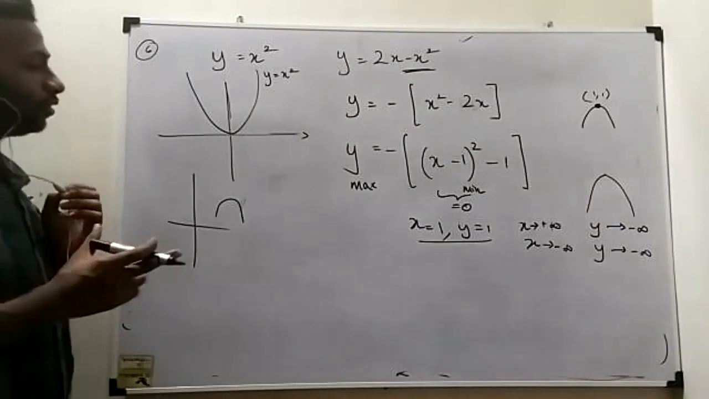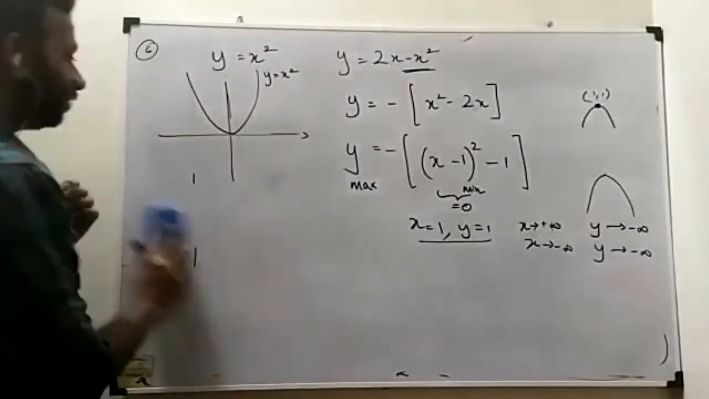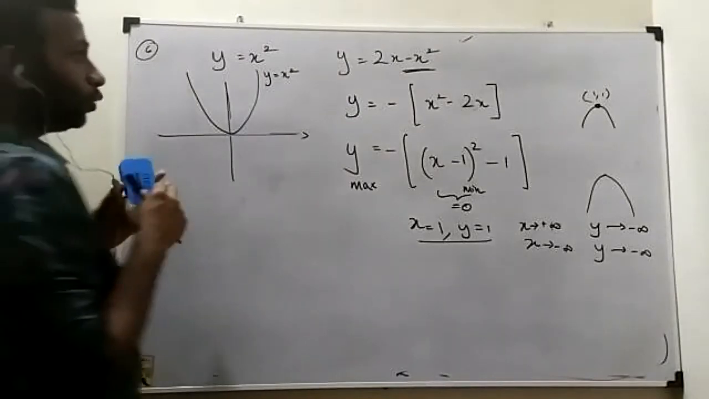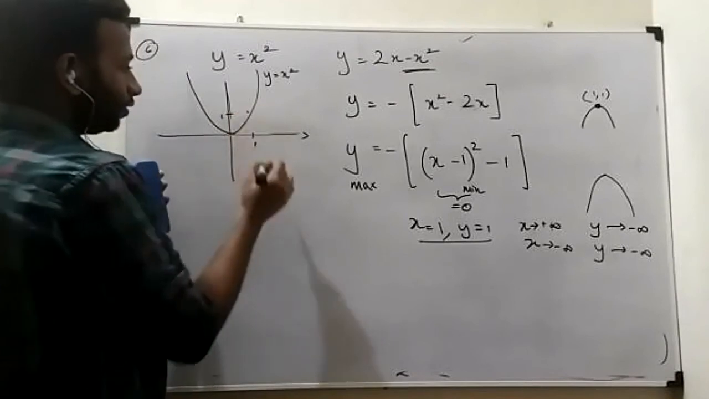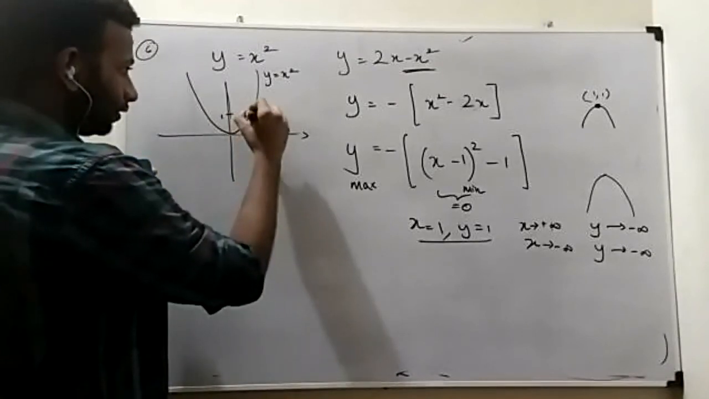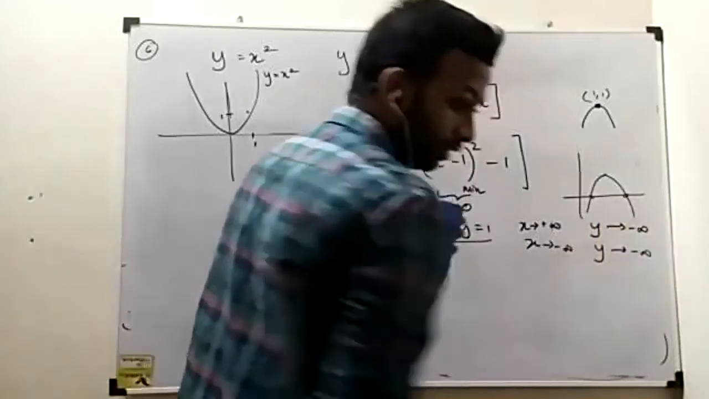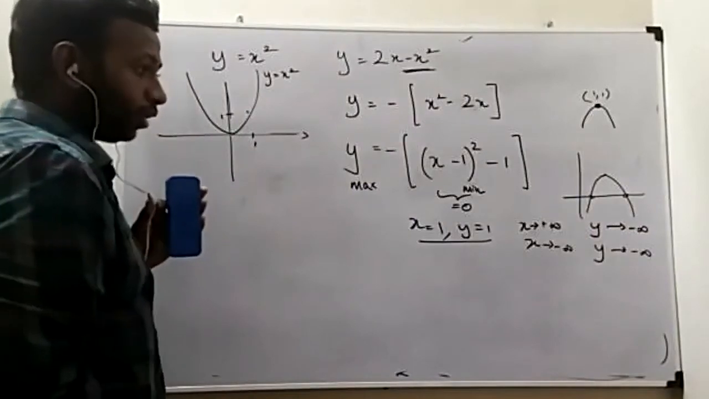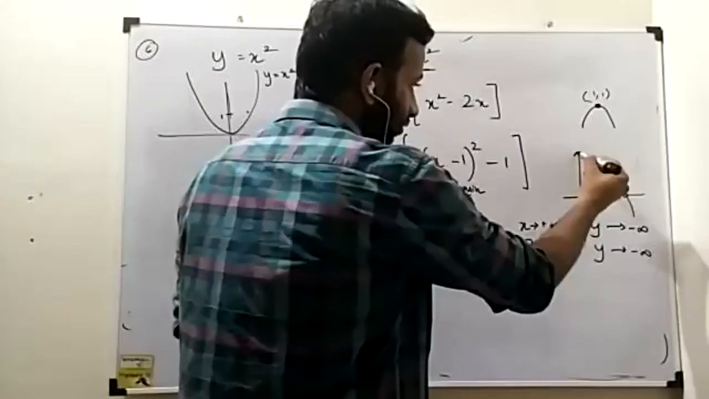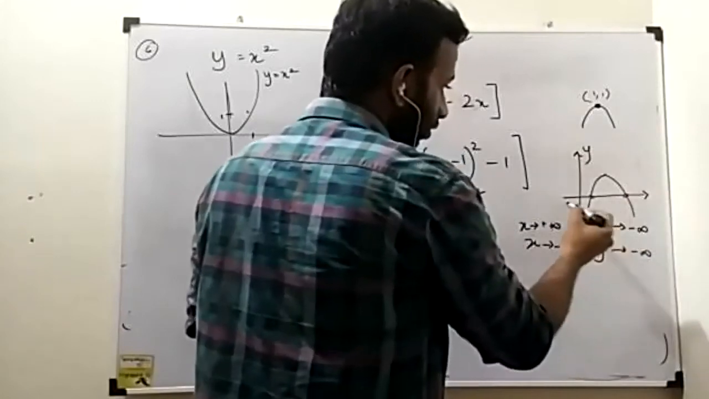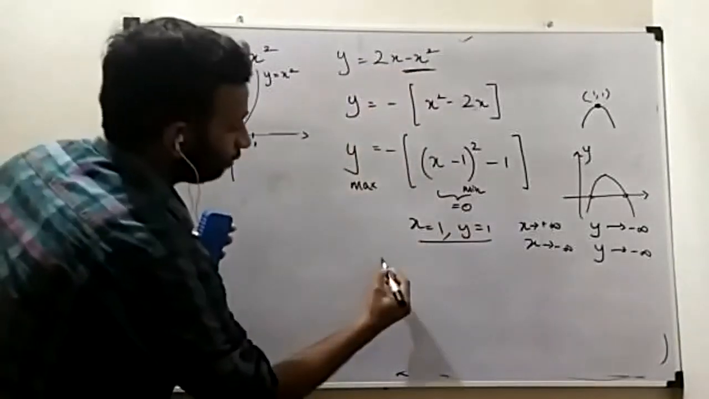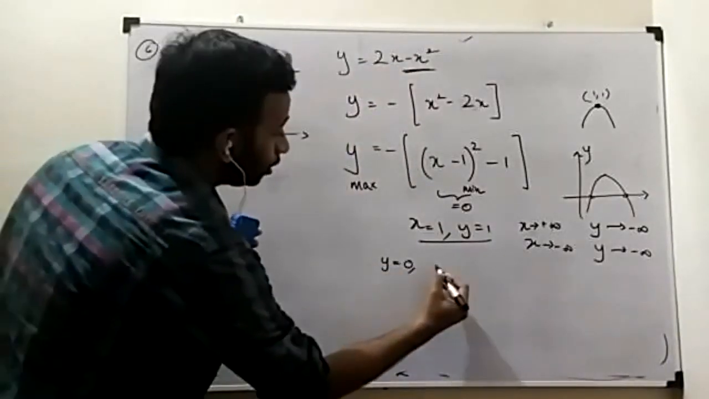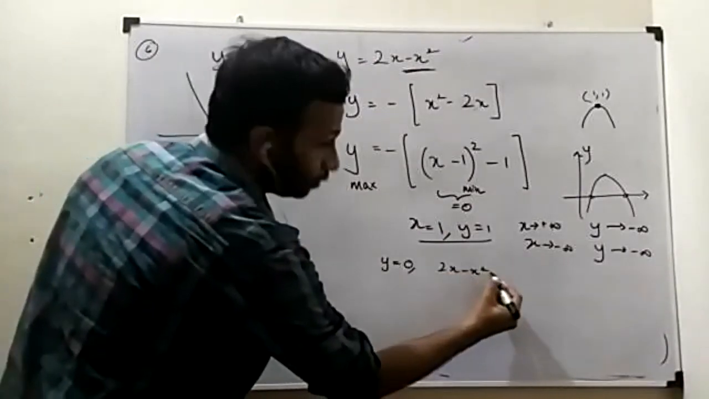Okay, so if we draw both of the graphs in the same graph, we have y equals x squared here. What is the point? It's 1 and 1. So if I consider this, okay. Now we need to find what these points are. Where does this cross the line? So how do you find that? This is x, this is y. When y is equal to 0, we can find this value. So substitute y equal to 0. When y is equal to 0, 2x minus x squared is equal to 0.